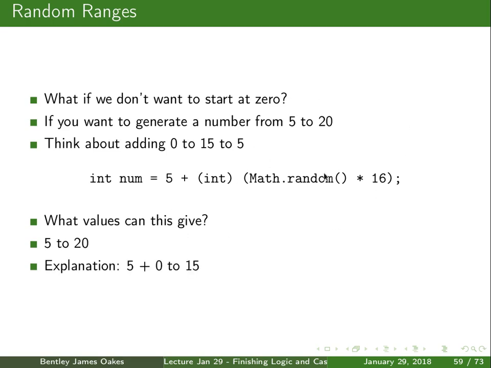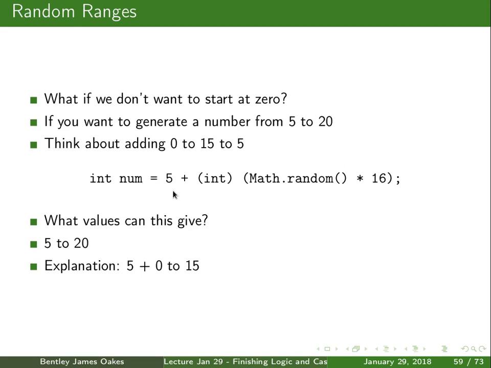Okay. So it's 5 plus 0 to 15. Questions about this so far? Okay. Yep. Why are you multiplying by 16? You're doing times 16 because math.random will never give you 1. So when you do 0.99999 times 16, you're only going to get from 0 to 15.99999. Then casting it gives you 0 to 15 as an integer.